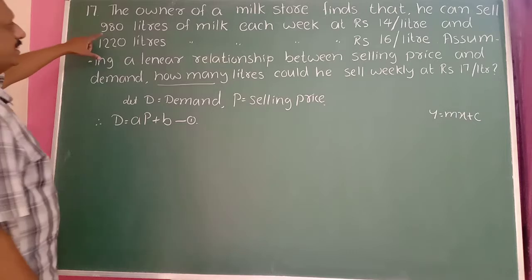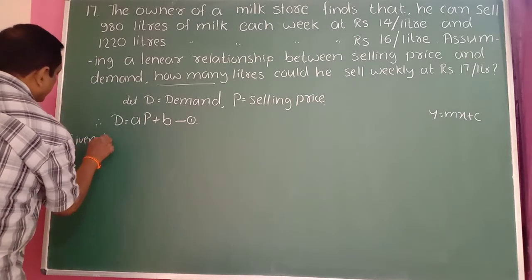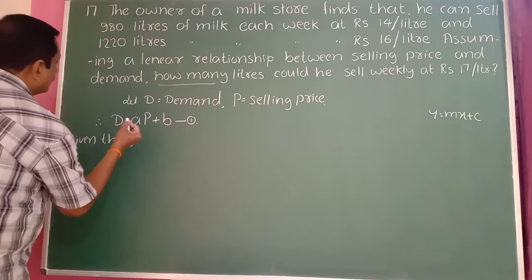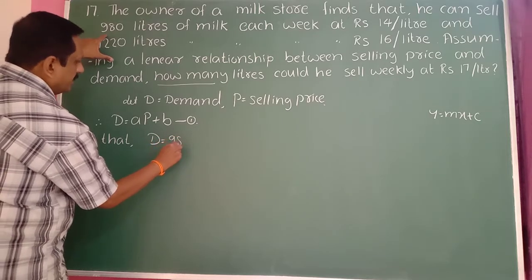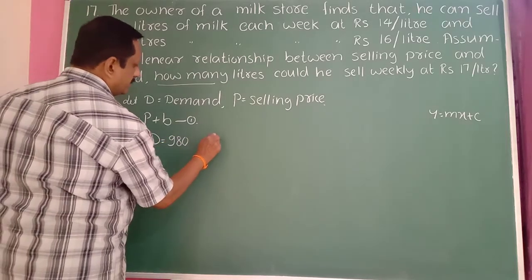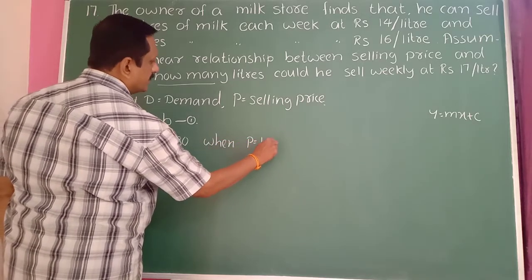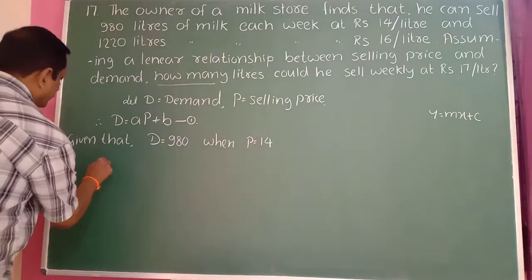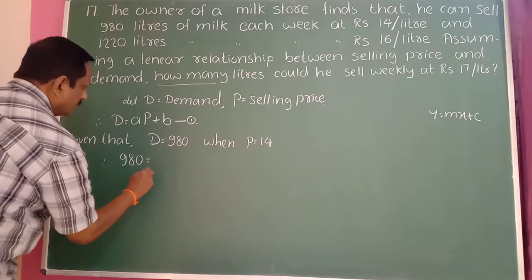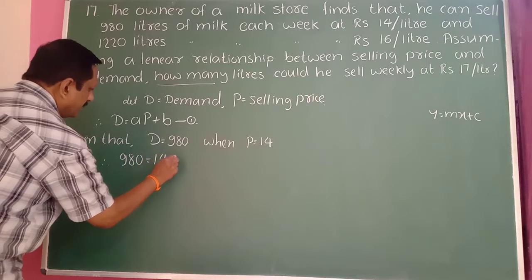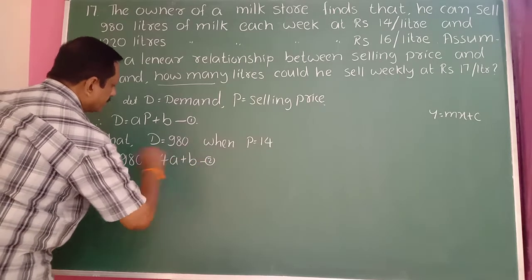So given that D is equal to 980 when P is equal to 14 here. Therefore, 980 is equal to 14A plus B. Take this one as equation number 2.